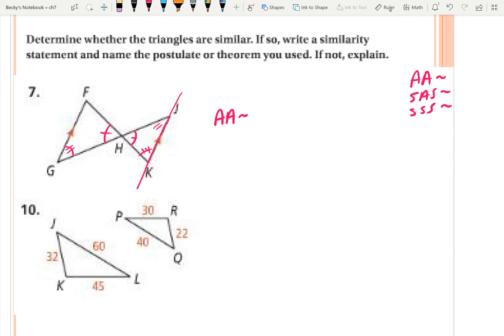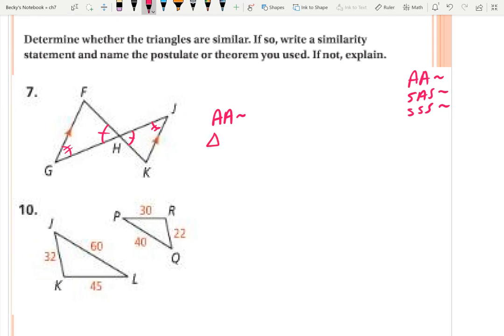All right, so I'm going to get back down to the picture here. Can you write a similarity statement? Sure. The first triangle could be in any order: G, H, F. Now, match up the angles. G corresponds with J, H with H, and F with K.